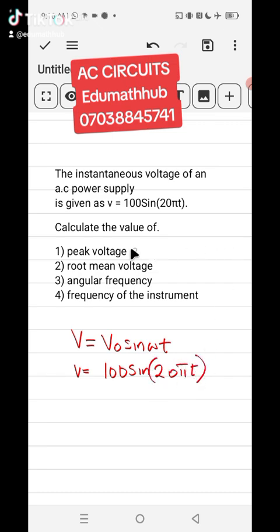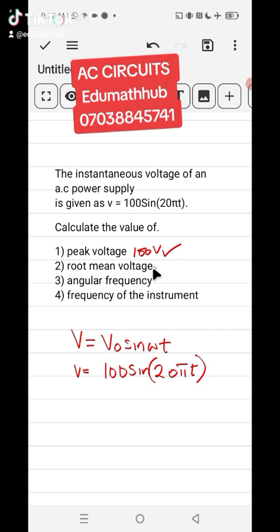The first question says find the peak voltage. The peak voltage is always what is in front of the sine. That is V naught. This is V naught here, standing as 100. So the answer to this question, the peak voltage, is just 100 volts.